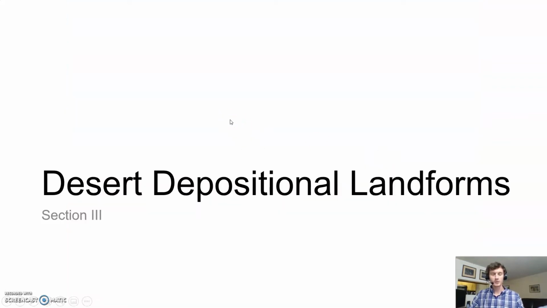Final section, we're going to talk about depositional landforms. So we've got all this erosion, we're moving sediment out. But where does that sediment go? Where does it end up? That will be next section.